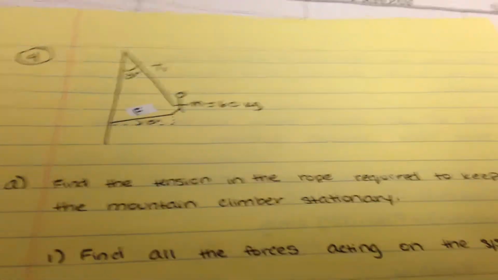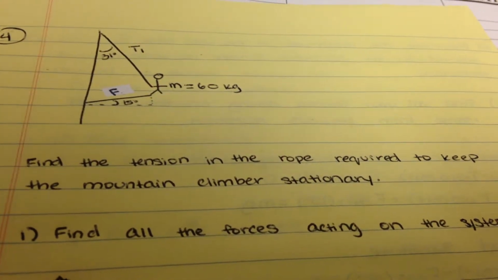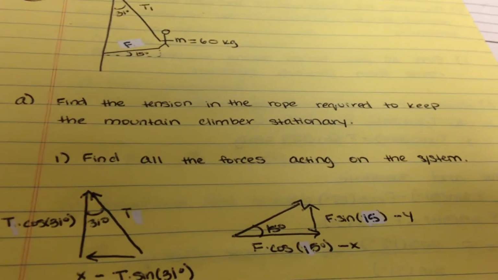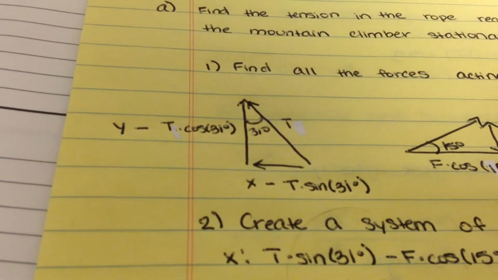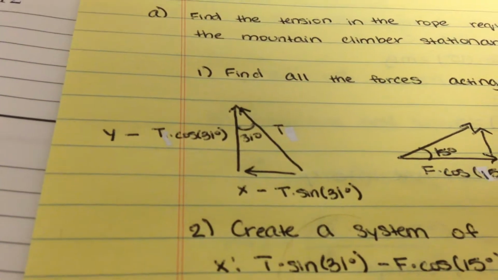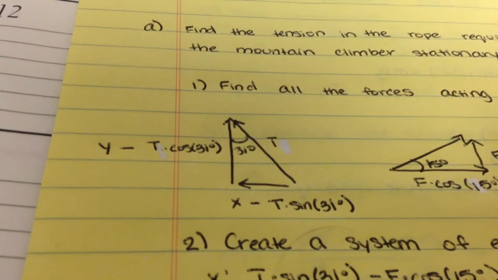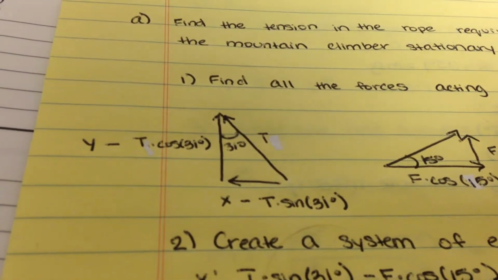So the first question is to find the tension in the rope required to keep the mountain climber stationary. The first objective we have is to find all the forces acting upon the system. Well, the first force to tackle will be the tension force. You have to break this up into its y and x components. The y component is equal to the magnitude of the tension force times the cosine of 31 degrees, which is the angle, and the x component is that tension times the sine of the angle, which is 31 degrees.